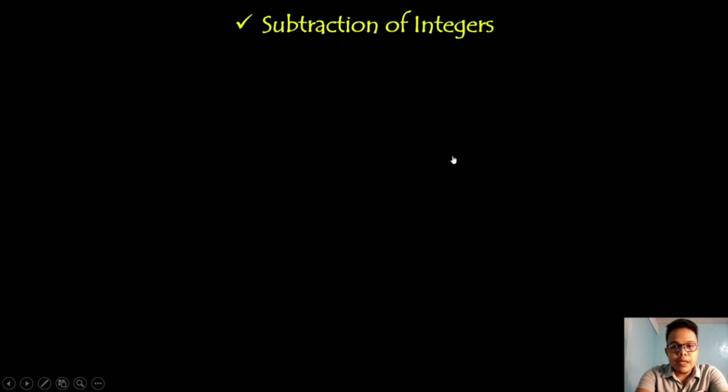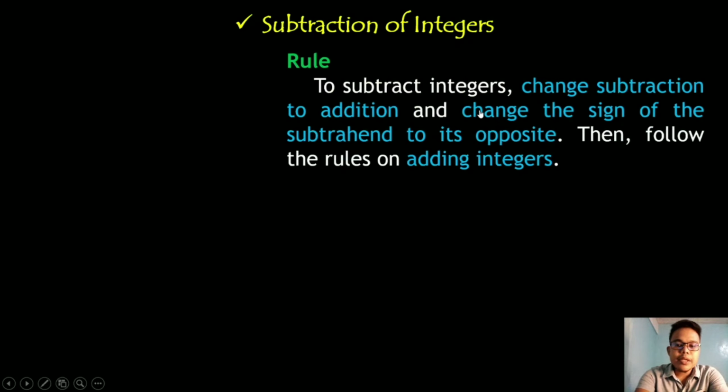Paano naman mag-subtract ng mga integers? Ito naman yung rule na ginagamit natin in subtracting integers. Sinasabi ng rule na to subtract integers, ang dalawang bagay na dapat muna natin gawin is to change the subtraction operation to addition, and then we also change the sign of the subtrahend. Tapos susundin na natin yung rule sa adding integers. For example, if we are to subtract the integers negative 17 and negative 8.